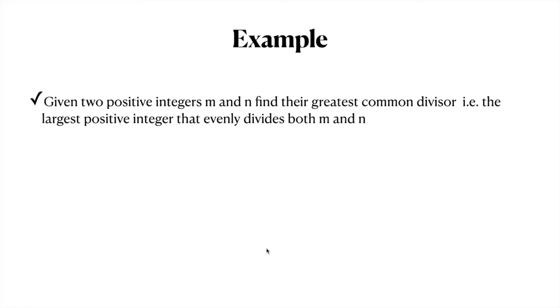Now let's do our example. Let's take the example that given two positive integers m and n, we will find their greatest common divisor. So that means the largest positive integer that can evenly divide both m and n. This is called their greatest common divisor.